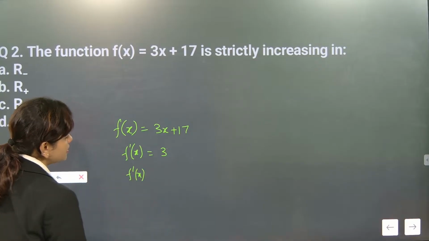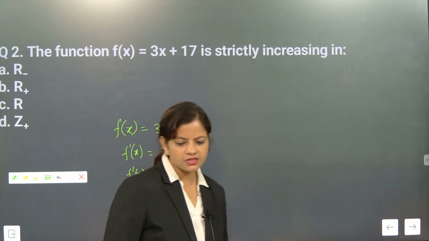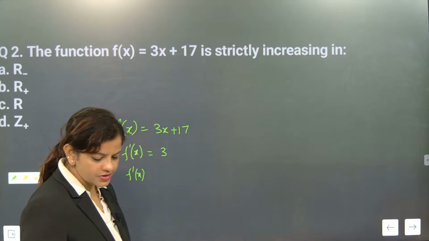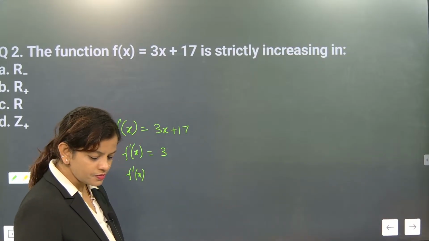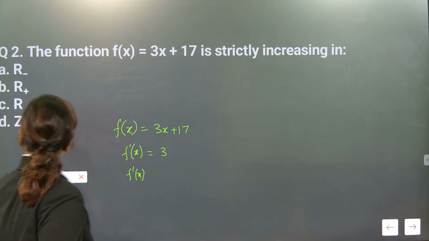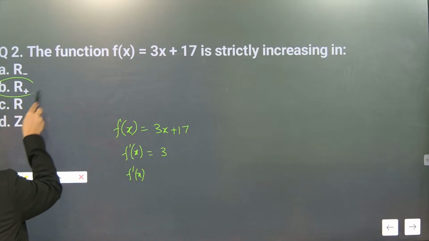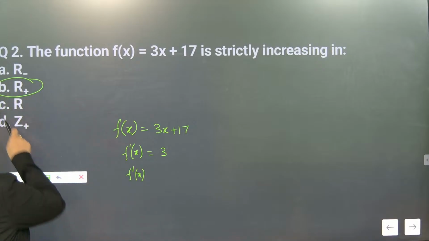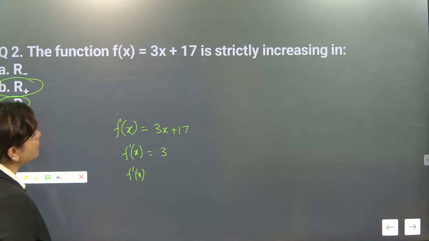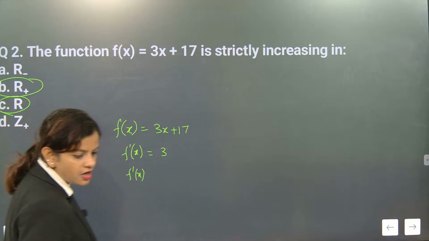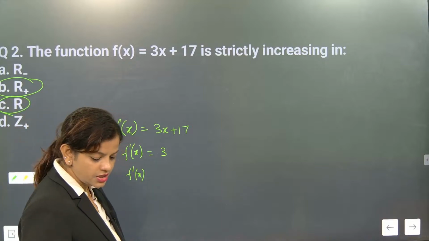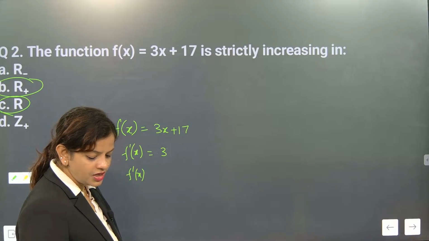What are we going to get? 3 is coming, directly it is coming as 3. So in which values is it strictly increasing? For R plus, positive values, it is strictly increasing, or C, it is strictly increasing for all positive values. Come on, check this one out. Seriously, Watson has told the answer as B. Let's check this one out.